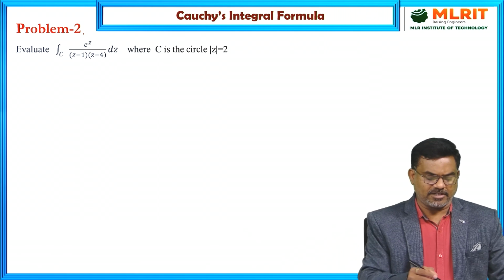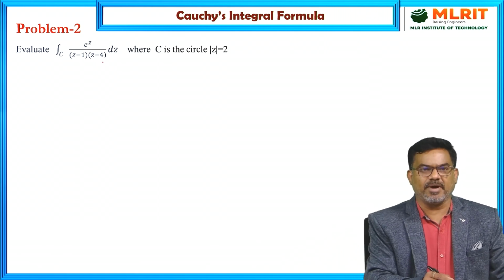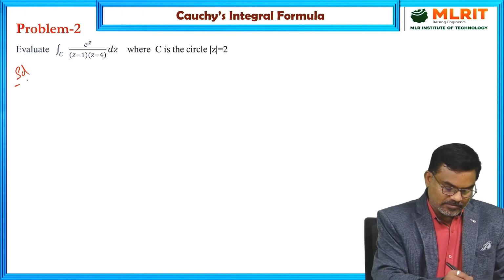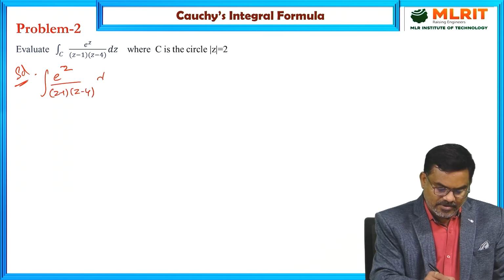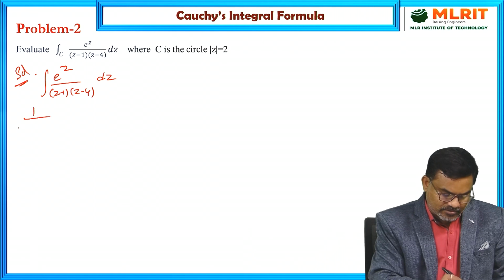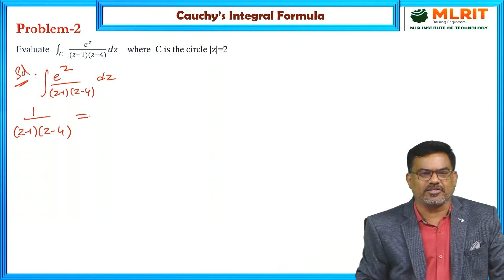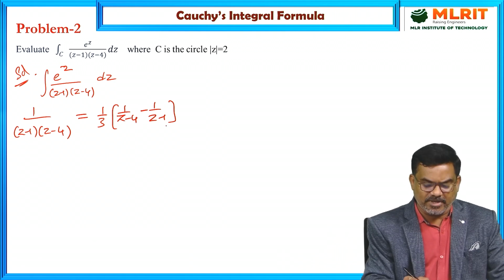Now, coming to the next problem, the line integral along C of e^z/((z - 1)(z - 4)) dz, where C is the circle |z| = 2. So, here again the given integral is e^z/((z - 1)(z - 4)) dz. First, we need to split this into partial fractions. By splitting this into partial fractions, we get 1/3 times (1/(z - 4) minus 1/(z - 1)).